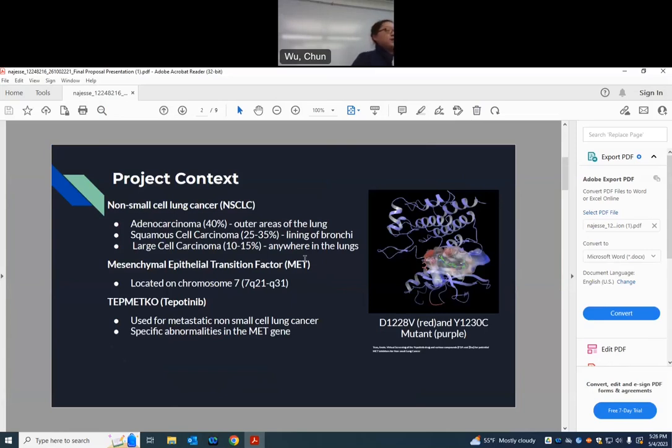For example, adenocarcinoma is the most common type of NSCLC, and that's where it affects the outer areas of the lung. The MET inhibitor is a tyrosine kinase receptor, and it's located on the chromosome 7. It's activated by hepatocyte growth factors, and it phosphorylates secondary messengers to cause the overexpression of cells and abnormal growth leading to cancer. The current drug on the market is tepotinib, and it's used for metastatic non-small cell lung cancer, and it inhibits the MET so that it doesn't phosphorylate these targets to cause the overexpression of these cells.